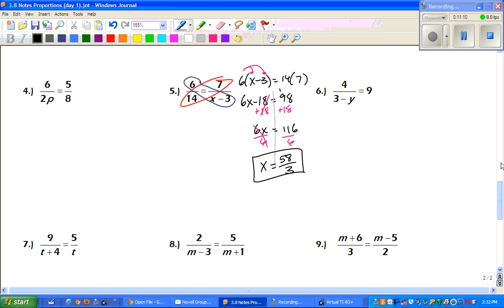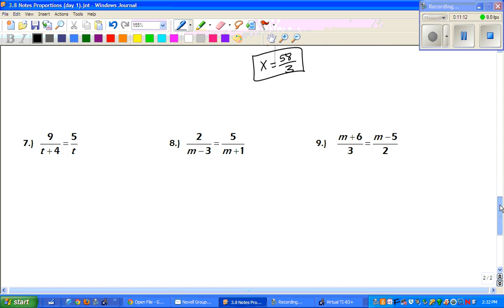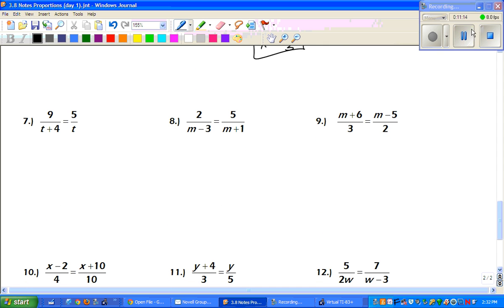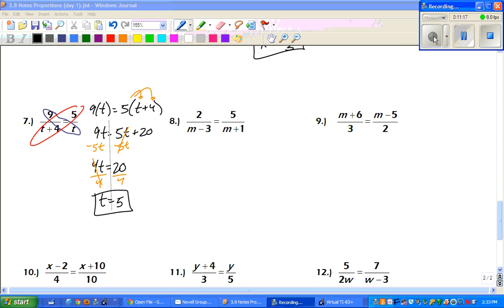Alrighty, you guys get to try 7. Go ahead and pause that video. Alright, there we go. So on the right side, we had to distribute the 5. So 5 times t is 5t, 5 times 4 is 20. I subtracted the 5t to get my variables on one side, and then divide both sides by 4, and we get t equals 5.